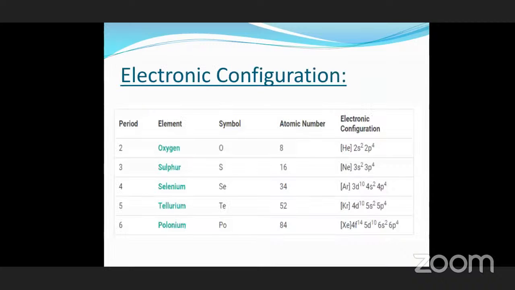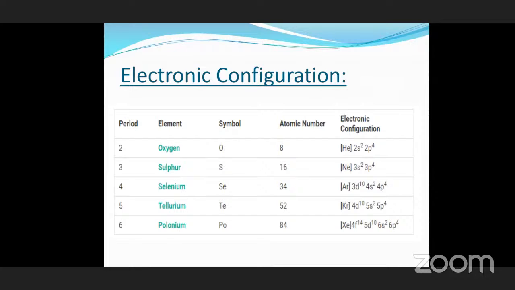Here in the oxygen family, we have to read about the following elements: oxygen, sulfur, selenium, and tellurium. The last one is polonium. The oxygen family contains these elements: oxygen, sulfur, selenium, tellurium, and last one, polonium.